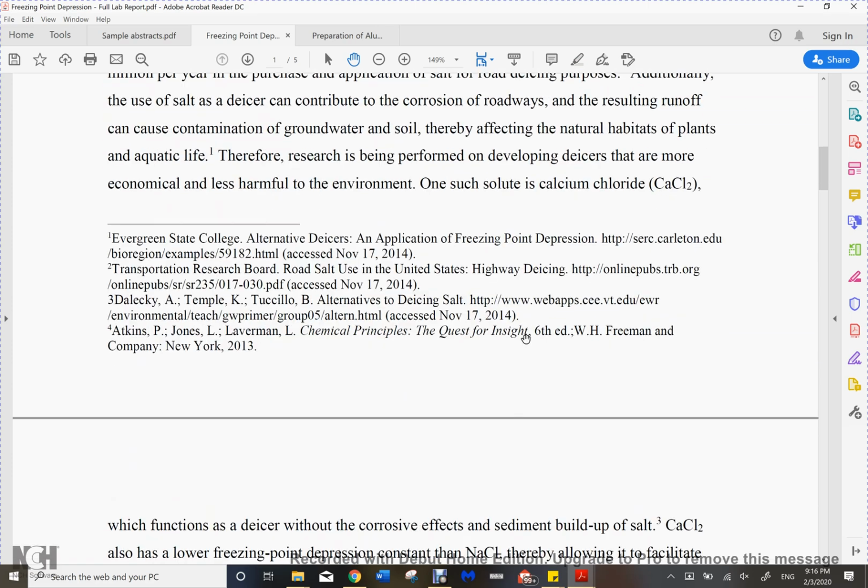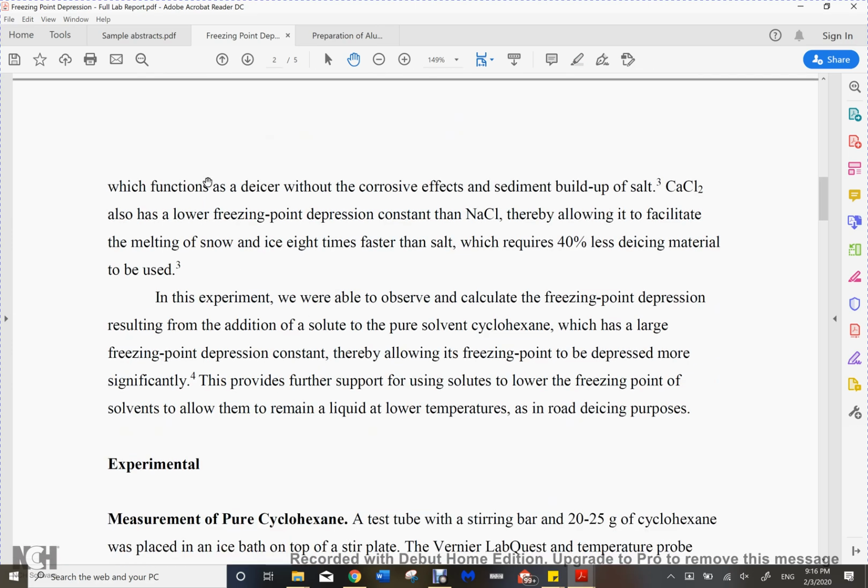One such solute is calcium chloride, CaCl2, which functions as a de-icer without the corrosive effects and sediment buildup of salt. CaCl2 also has a lower freezing point depression constant than NaCl, thereby allowing it to facilitate the melting of snow and ice 8 times faster than salt, which requires 40% less de-icing material to be used. In this experiment, we were able to observe and calculate the freezing point depression resulting from the addition of the solute to the pure solvent cyclohexane, which has a large freezing point depression constant, thereby allowing its freezing point to be depressed more significantly. This provides further support for using solutes to lower the freezing point of solvents to allow them to remain a liquid at lower temperatures, as in road de-icing purposes.